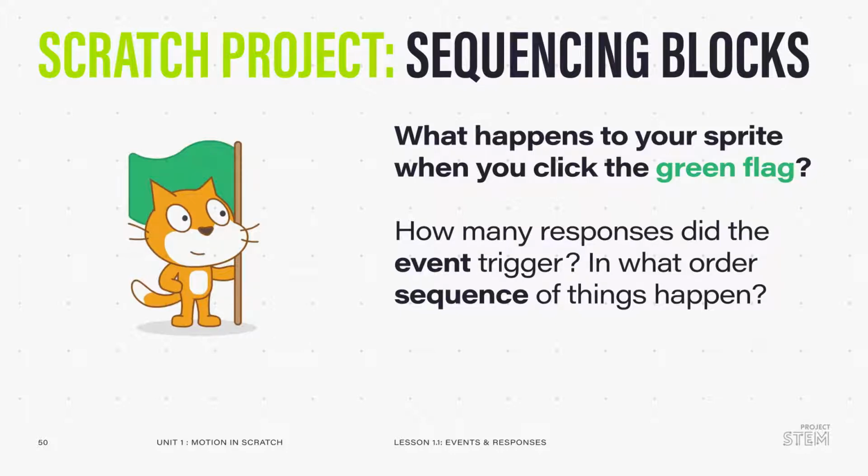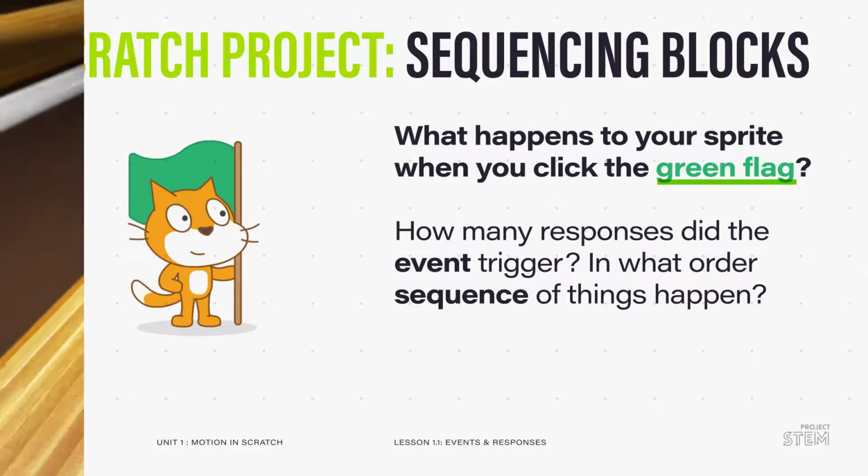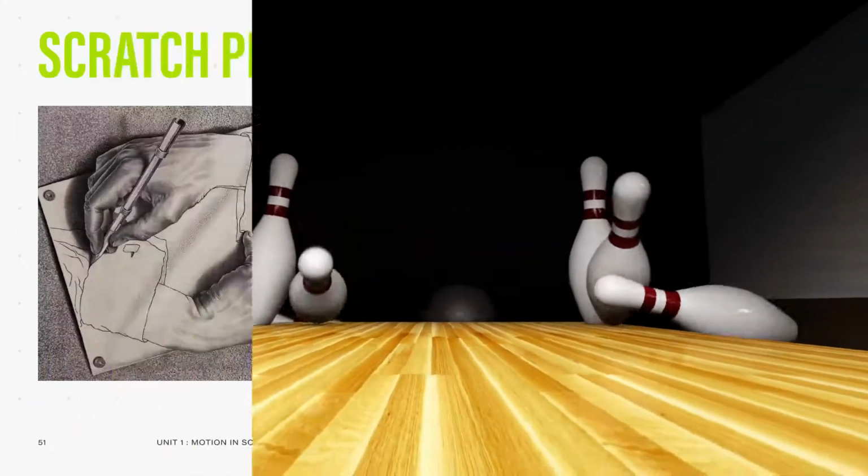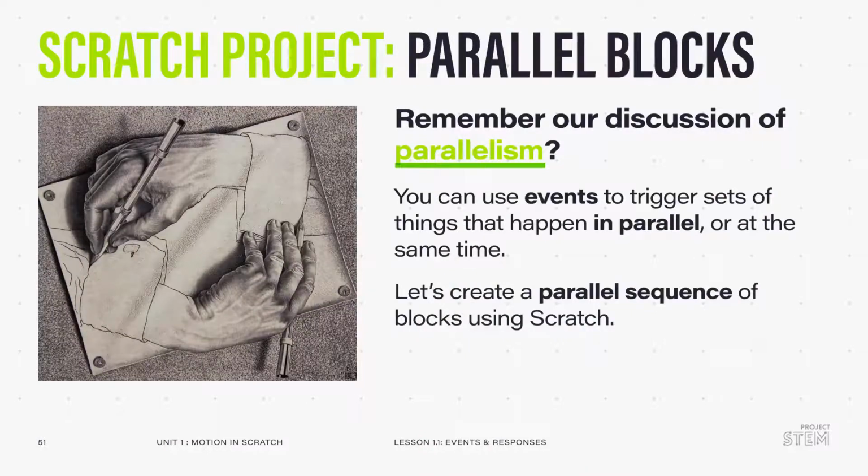What happens when you click the green flag? That's right. When you click the green flag, it runs the entire sequence from top to bottom and makes your sprite move back and forth several times. Now, let's add a second type of response. Remember our discussion of parallelism? You can use events to trigger a set of responses that happen in parallel or at the same time.